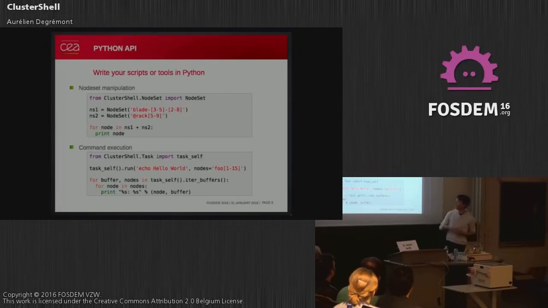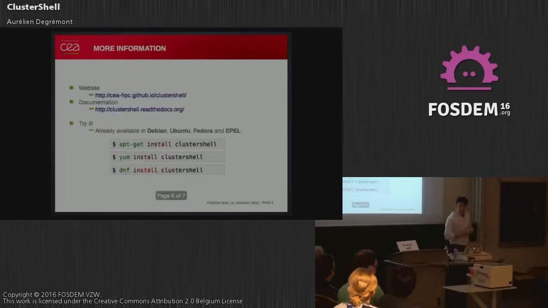And the second example is the Task class, which is useful to run commands remotely or locally on a lot of nodes in parallel. So this is a very simple example where we run echo hello world on all those nodes, and we iterate on the outputs in a simple way. Clustershell is event-based, so we can do event-based programming with it, and this helps you to do a lot of very nice things when you are starting out. This one is not event-based.